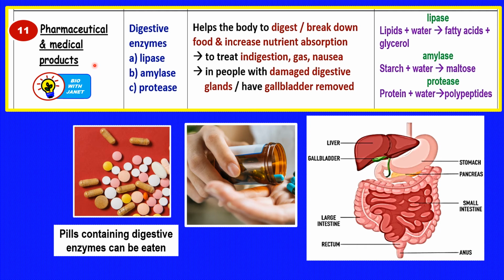Number 11, for pharmaceutical products and medical products, we have digestive enzymes in the form of pills or tablets. So these enzymes are, for example, lipase, amylase, and protease, which are usually produced by the human body, but in some cases, some people may have a lack of these enzymes in their body. So they can consult a doctor first to find out whether they can eat these pills which contain the digestive enzymes. These digestive enzymes help the body to digest or break down food and increase nutrient absorption.